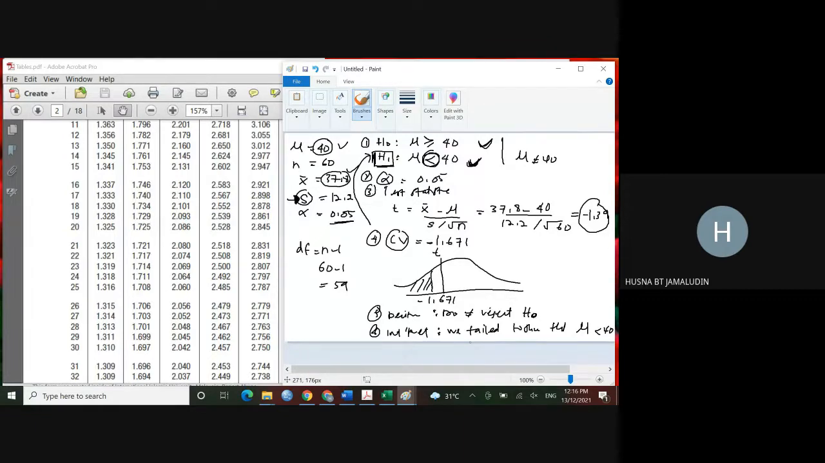But let's say you didn't organize carefully, you just put everything down. You may forget the alpha, and secondly, to interpret. You will just say do not reject, that's it. You forget to explain, to conclude. So that is the disadvantage. But as long as everything is there, even though you don't follow the sequence, I will consider that.